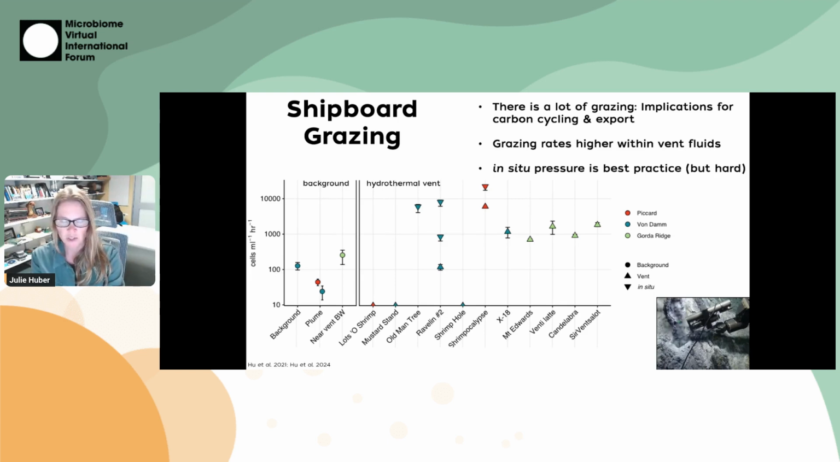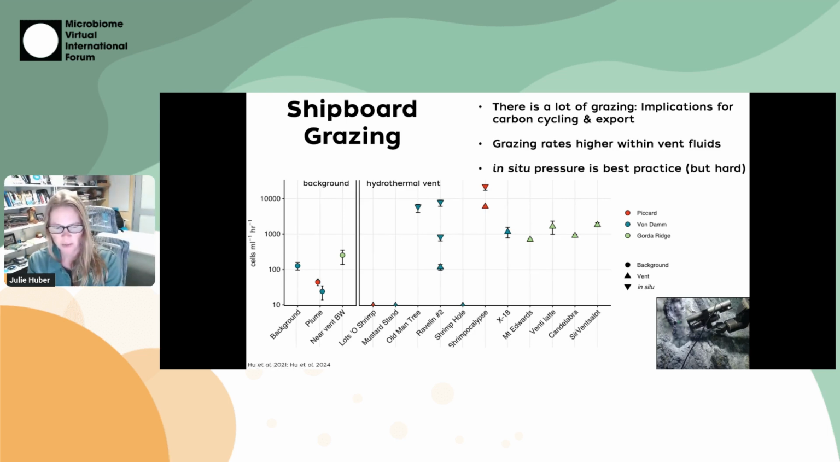And as I mentioned, these in situ rates where we were able to do pressure, these are the upside down triangles. You can see these are some of the highest rate measurements we got, but we also got pretty high measurements even when we did them at 1 atmosphere. And so if you can't do them the fancy way, it's okay to do them the regular way too. You're still getting pretty good measurements that are statistically significantly higher than background seawater.